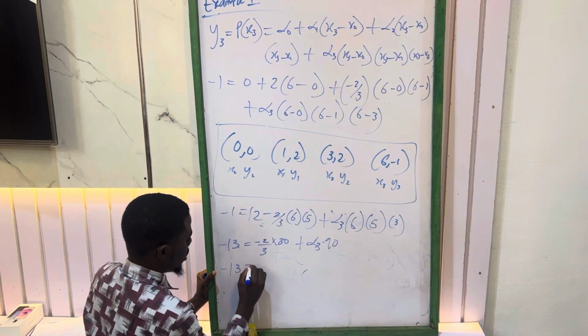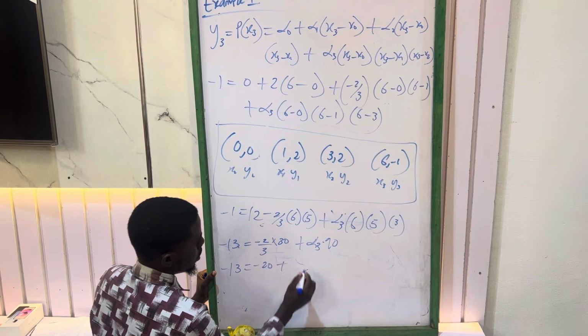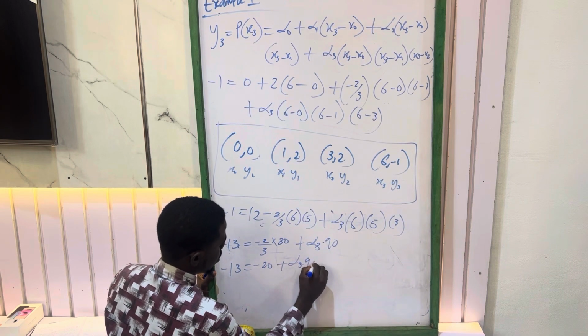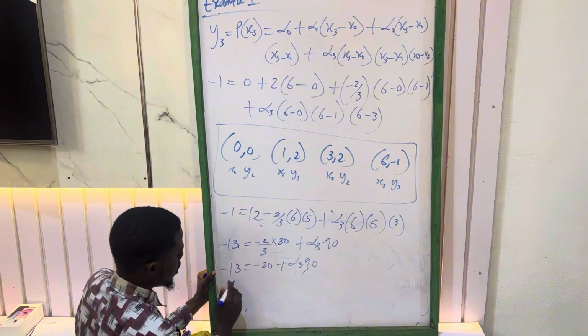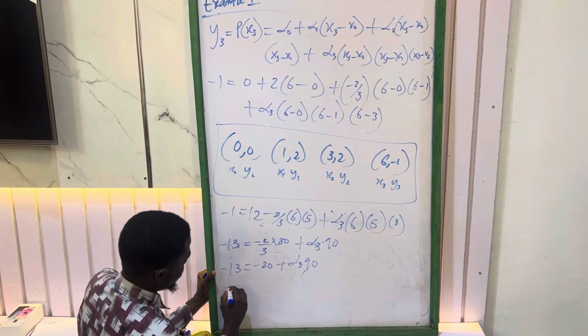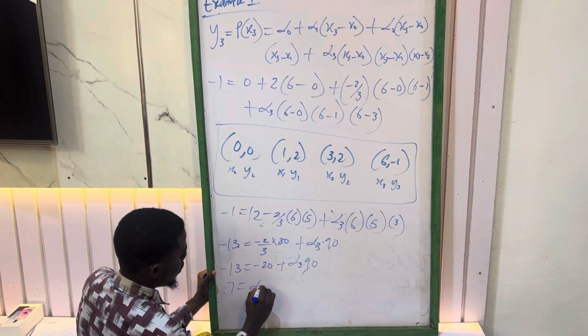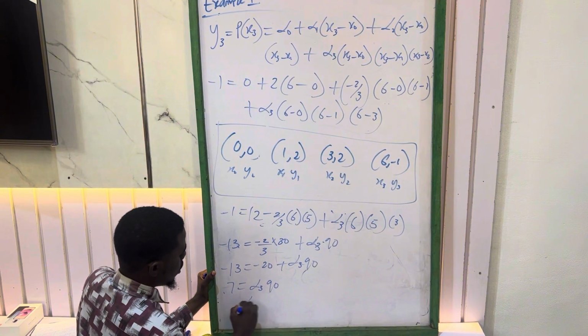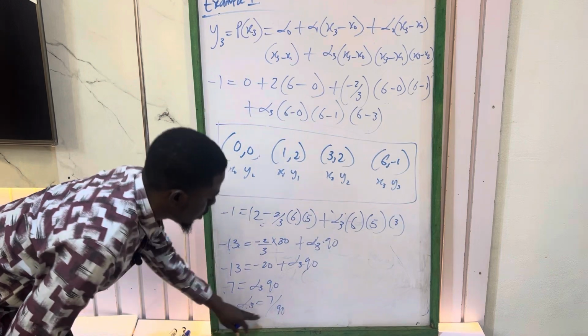So minus 13, that's going to be minus 10. So minus 20 plus 90. If I bring this to this other side, that will be 7 is equal to alpha 3 multiplied by 90. So our alpha 3 is going to be equal to 7 over 90. So this is the implication of this, that we have already gotten that our alpha 3 equals 7 over 90.